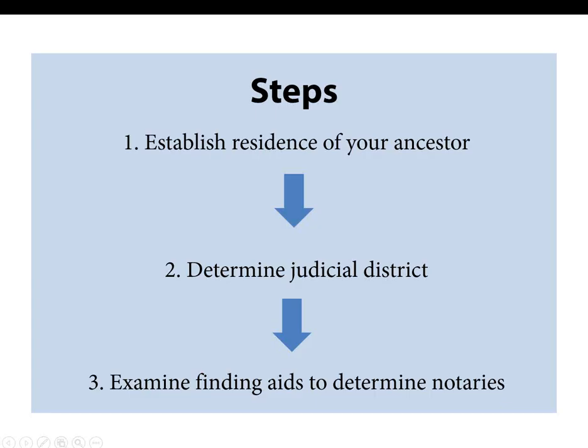So whenever I'm using notarial records, these are the 3 steps that I always follow. 1, establish the residence of your ancestor. 2, determine the judicial district, and then 3, examine finding aids to determine the notaries serving that judicial district.